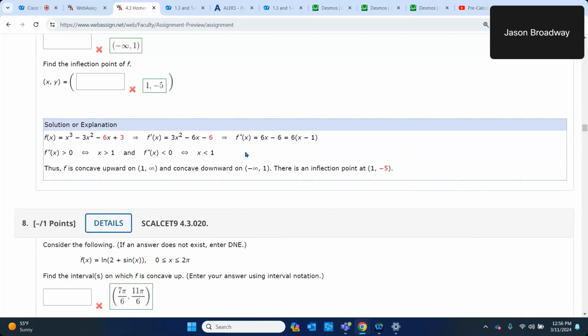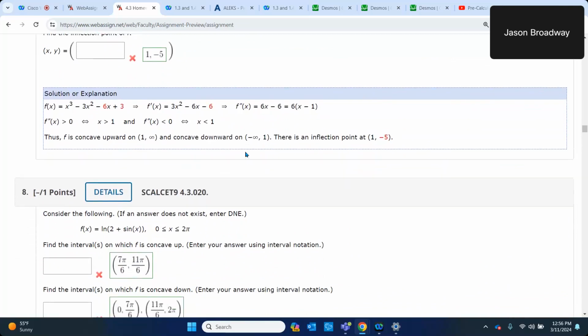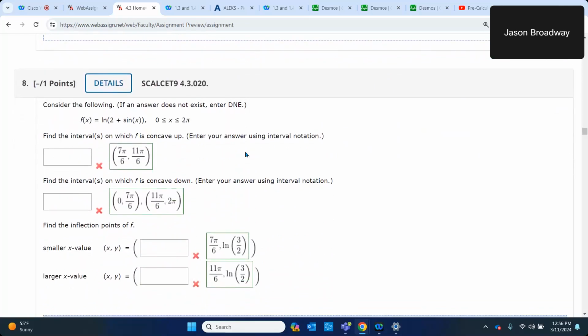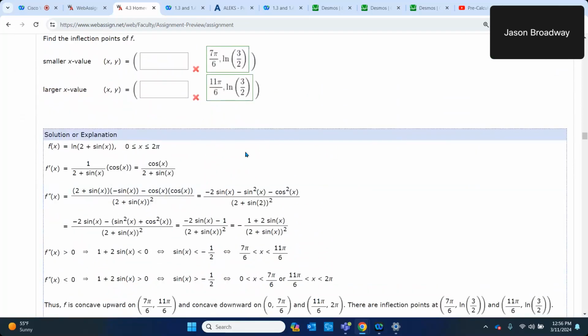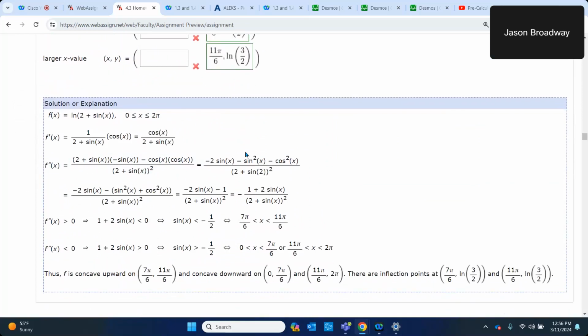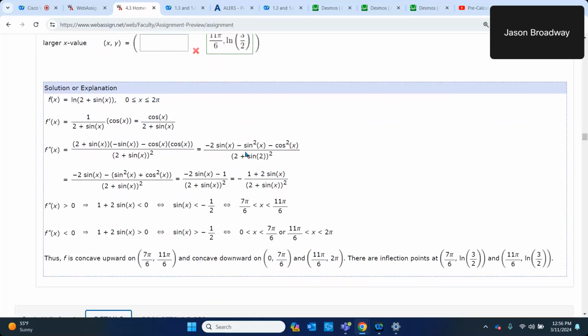I've got to go, guys. But this one's just going to go the same way. For concavity, you'll do the second derivative, and you'll set it equal to 0 and see where it changes signs. It's got to change signs. But we'll write that down.